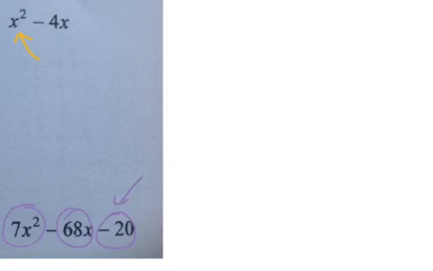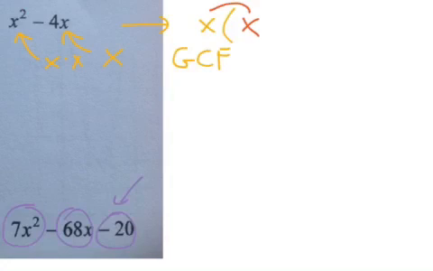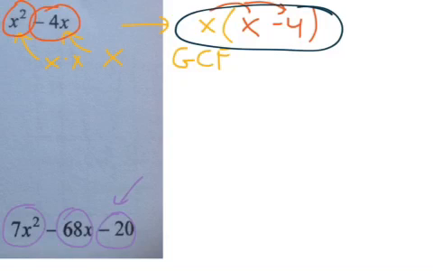So what am I going to do? I'm going to look at each term and see what they have in common. Notice how they both have an x in common there, because x squared is x times x after all, right? So this one should be a fairly simple one to factor. If I know my GCF, my greatest common factor is x, all I need is an x times x to give me x squared, and a minus 4 times the x to give me a minus 4x. And so this is the factored form of my original expression.